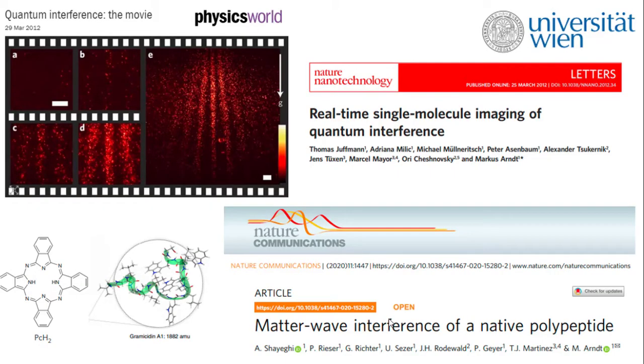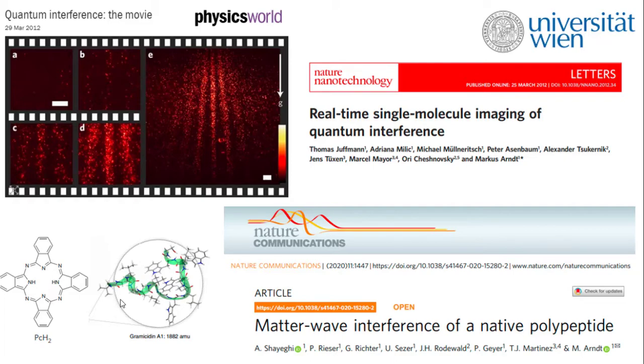You can even do it with single molecules. The University of Vienna group, led by Markus Arndt, have done heroic experiments, I would say, tour de force experiments over the last couple of decades on single molecules, sending them through. Most recently, you can see at the bottom here of the page, this was 2020, and it's actually just a couple of months ago. Matter wave interference of a native polypeptide, so a very large floppy organic molecule.